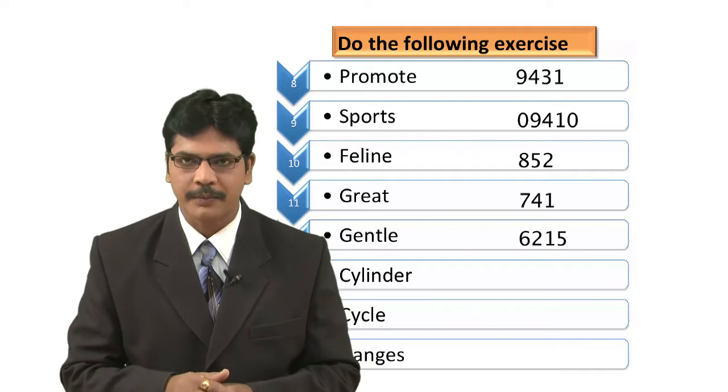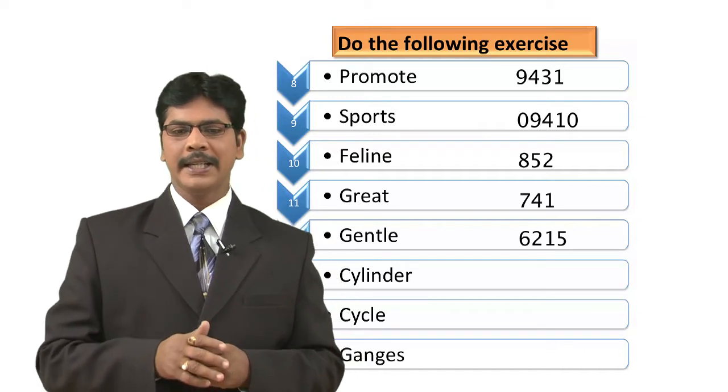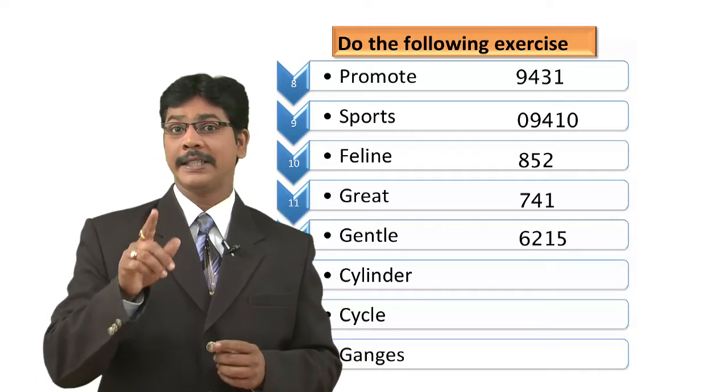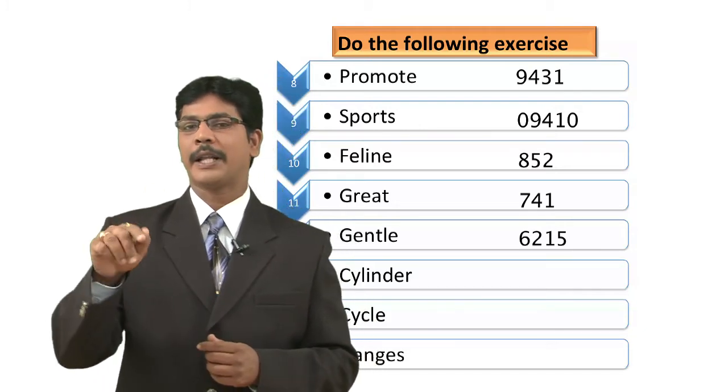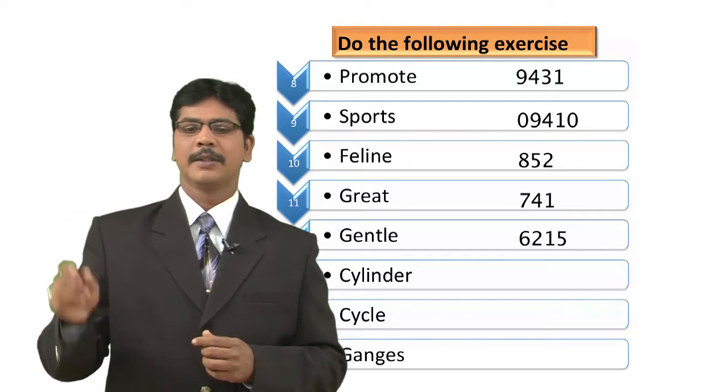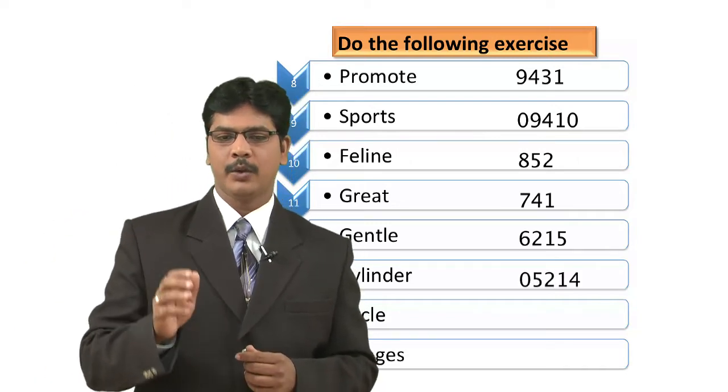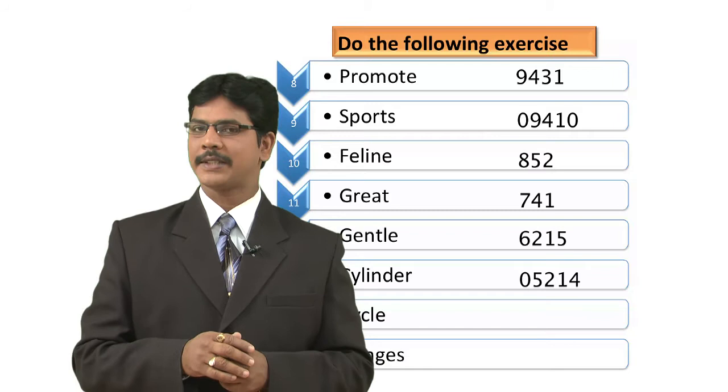6215. That's the answer for gentle. Okay? Next one is cylinder. Now C again. The letter C is giving a soft sound here. See? It's not like K. It sounds like sir. So cylinder is 05214. That's the answer for cylinder.